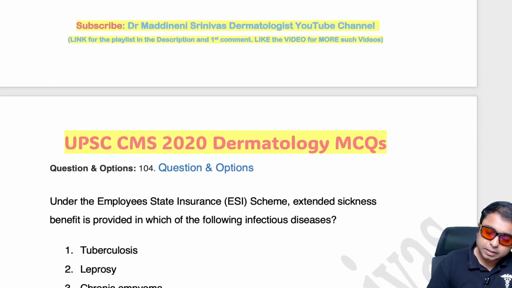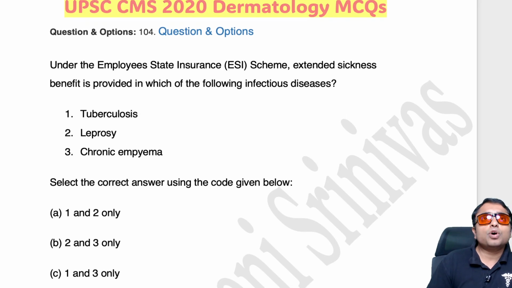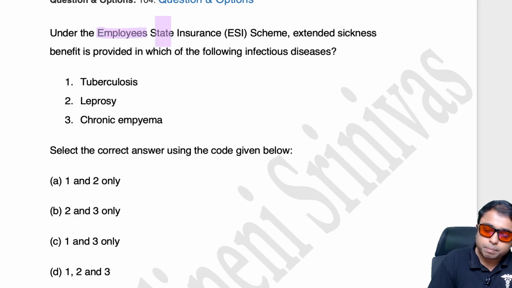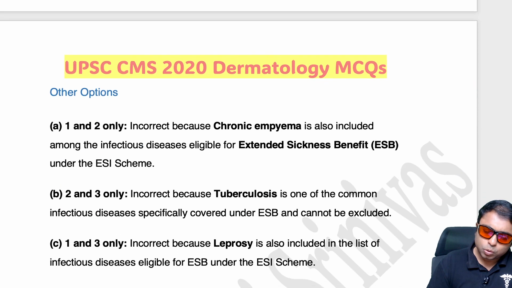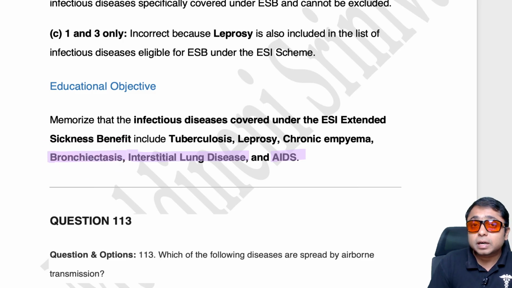Next you have the question on PSM. We can say which of these diseases are covered under the ESI, Employees State Insurance, according to the extended sickness benefit. So they are all going to be covered. So under this, not only this, you should also know some more conditions, among which, yes, these are the infectious conditions: interstitial lung disease, ILD, AIDS, bronchiectasis. These are also covered in the extended sickness benefit of the ESI Act.